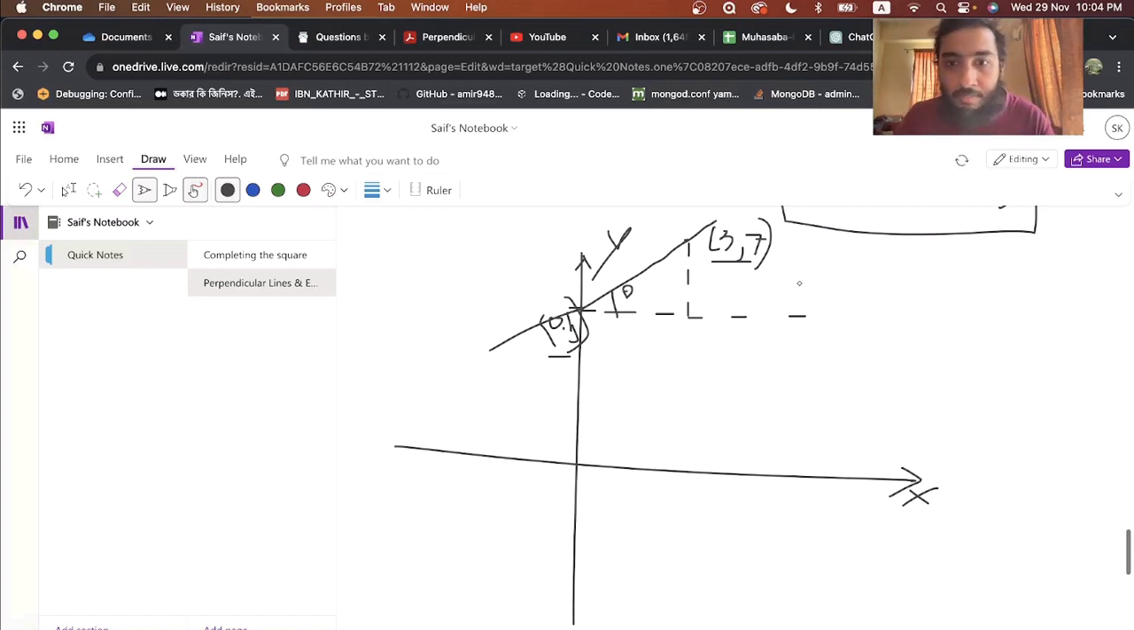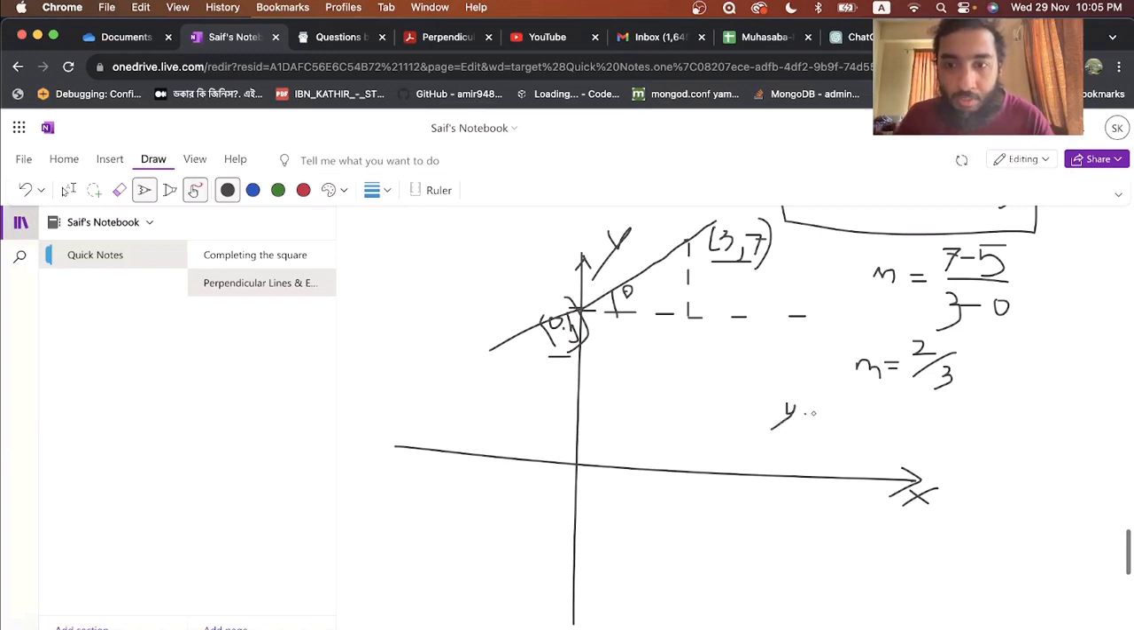If we use theta, and the slope of this line is m, it would be what? 7 minus 5. This is 7 and this is 5, so this is what? 2, right? So 7 minus 5, the difference of y coordinates divided by the difference of x coordinates, which is 3 minus 0. So this is 2 by 3. This is the slope of this line. So we know the slope.